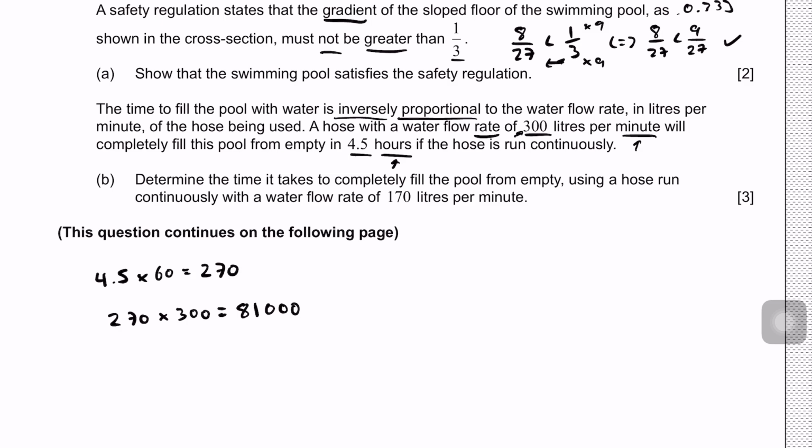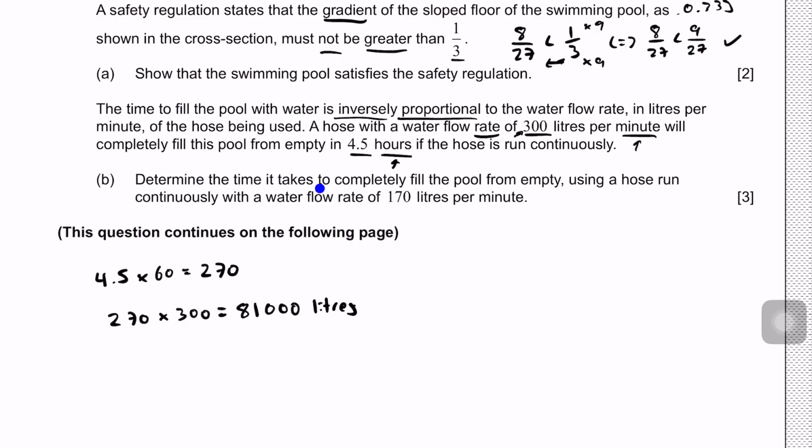81,000 liters. So just to summarize what we did again. We have this hose running for 4.5 hours, there's 60 minutes in every hour, so we have this hose running for 270 minutes. Every single minute, 300 liters are put into this pool. So 300 liters every single minute for 270 minutes leaves us with 81,000 liters over this whole amount of time.